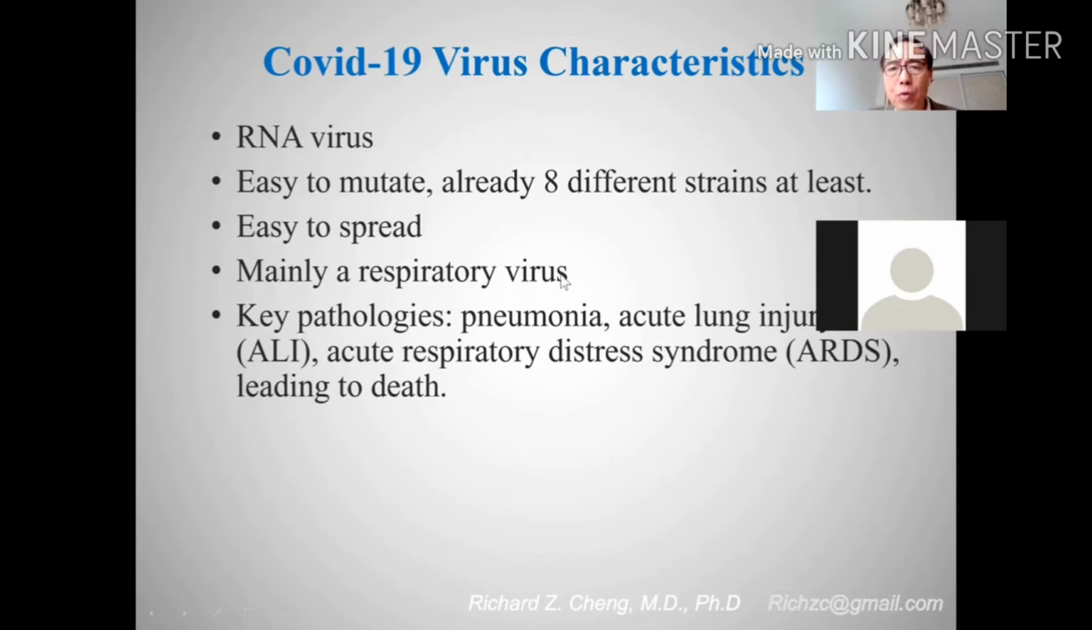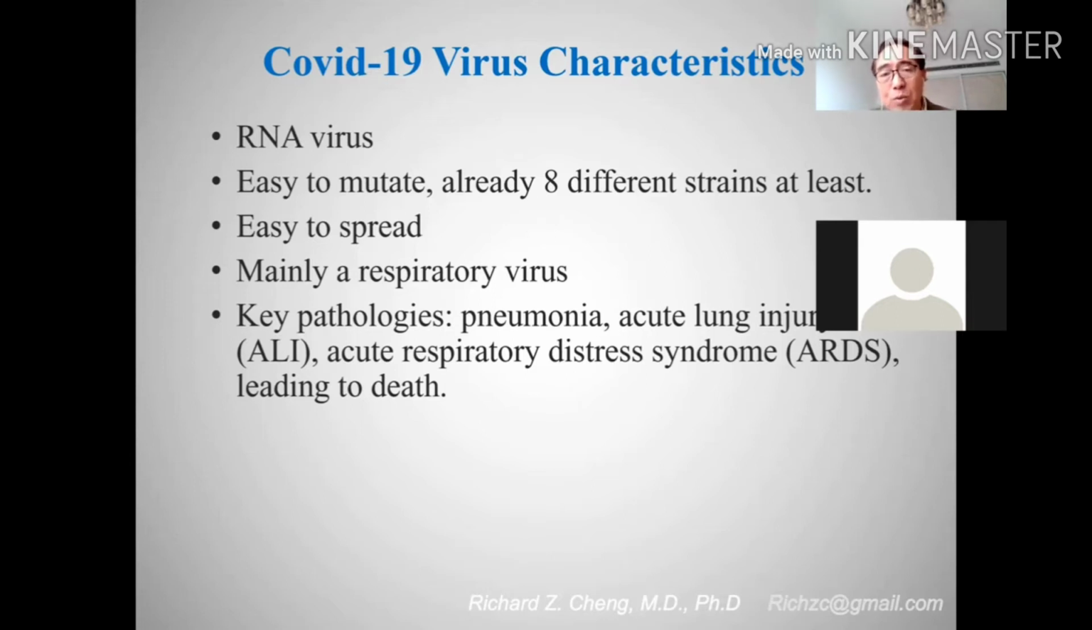Now, first of all, let's review some of the characteristics of the COVID-19 virus. First of all, it is an RNA virus. What does that mean? That means that RNA is a single-stranded nucleic acid. And it is very easy to mutate because it's not double-stranded, and it doesn't have a correct copy as a reference once it's mutated.